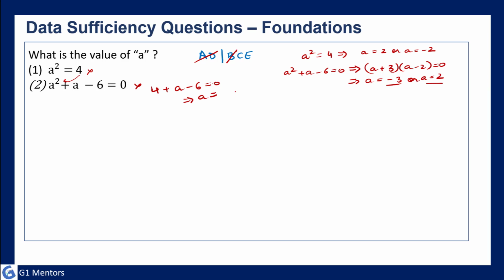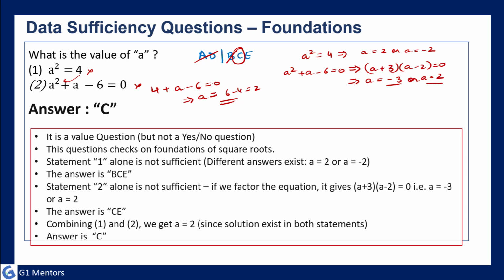That implies A is equal to 6 minus 4, which is equal to 2. It gives me a unique answer. So the answer choice is C for this question. It's again a value question but not a yes/no question. This question checks on foundations of square roots, right?